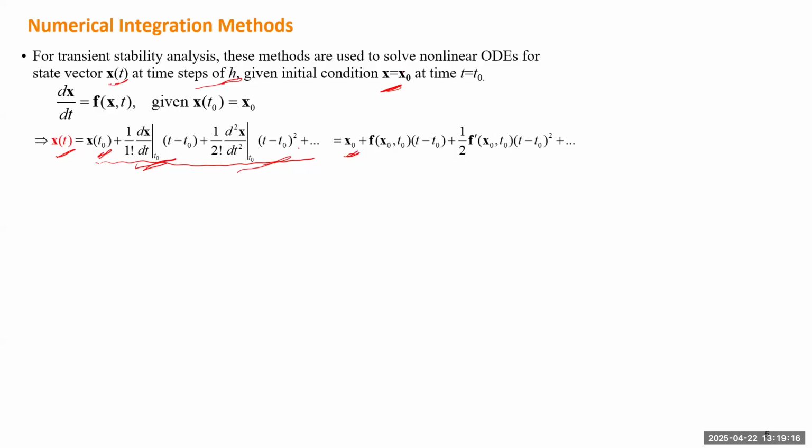The first item will be the initial state, and the second item depends on the rate of change, or the first order derivative of the state vector, which is exactly just the original nonlinear function f, with the initial state and initial time plugged in. And then if we continue, there will be a second order term. If you want to continue, you can have a third order, fourth order.